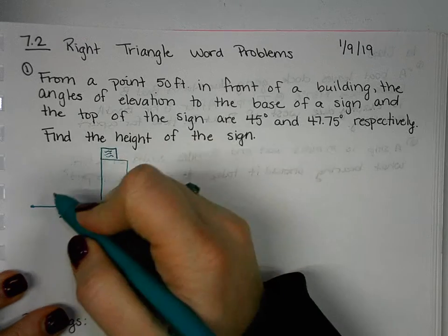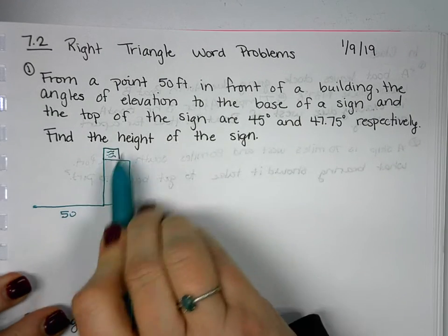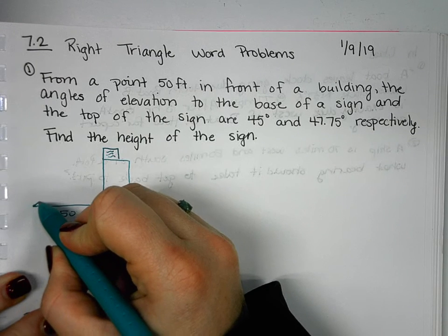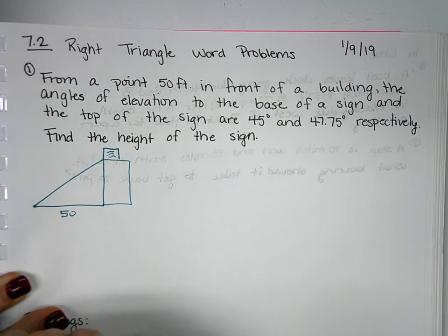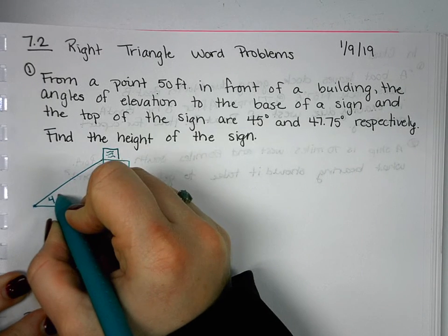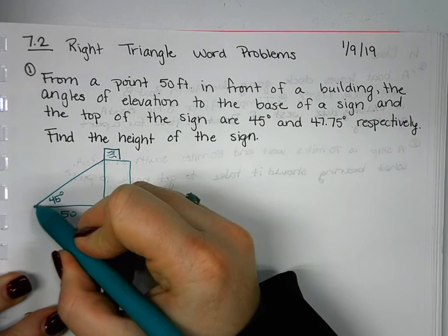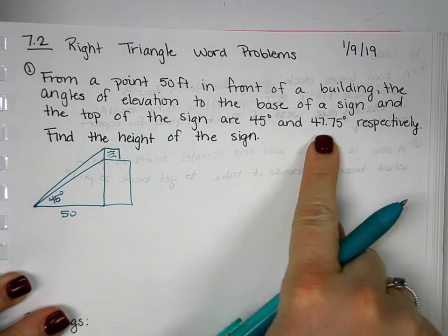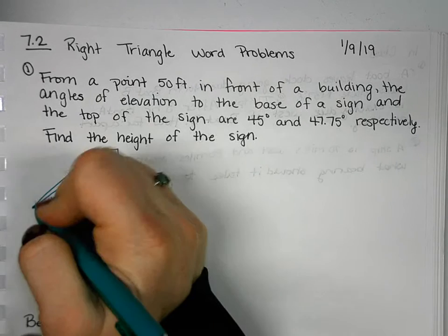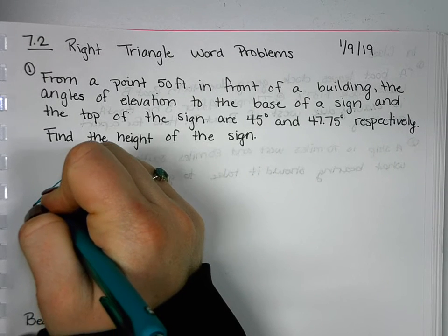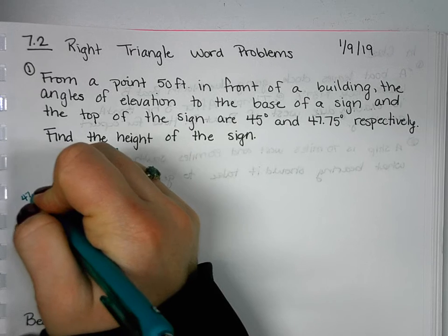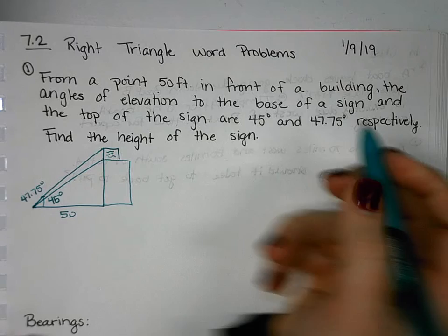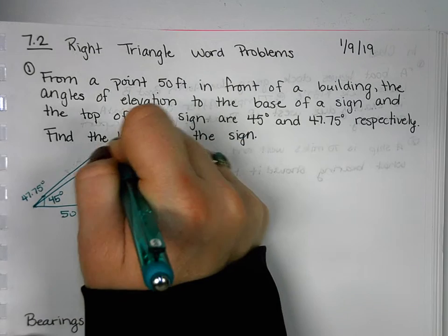That's my bad. So it's saying that the angle of elevation to the base of the sign, so from this point to the base of the sign, has an angle of elevation of 45 degrees. From the same point, elevation to the top of the sign is 47.75. So that means from here all the way to this angle is 47.75 degrees. We're trying to figure out the height of the sign.